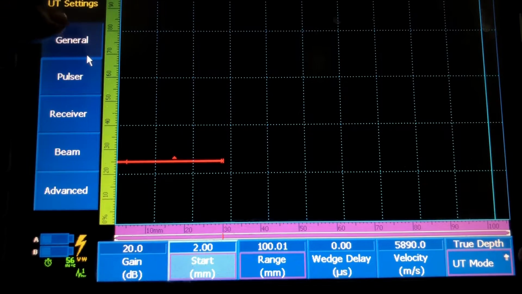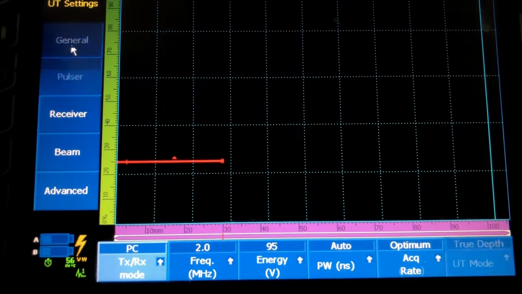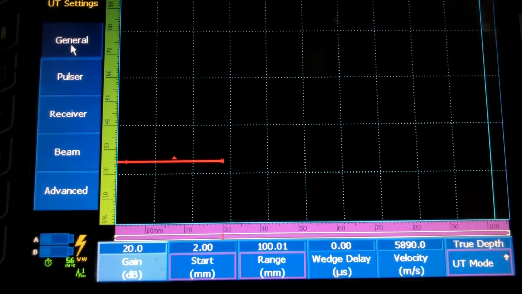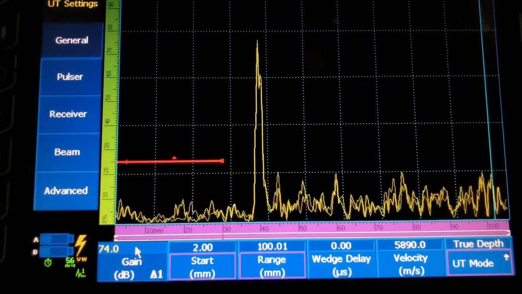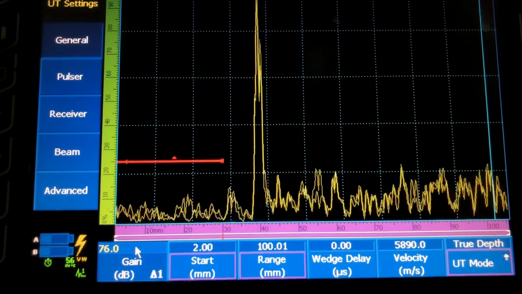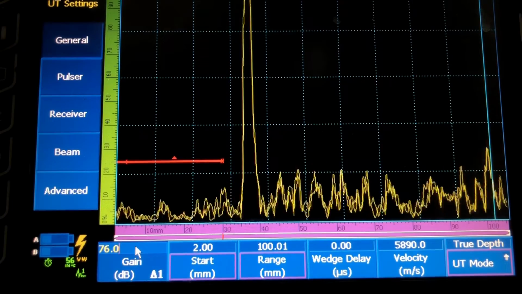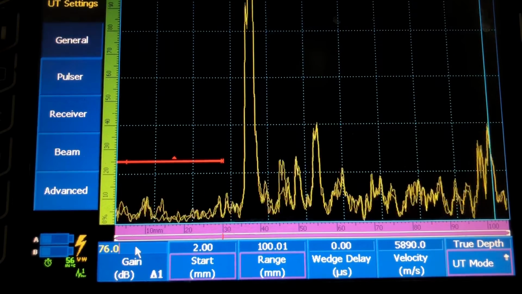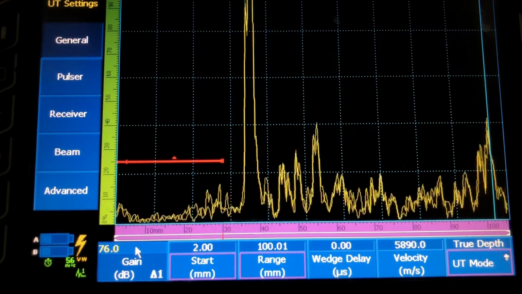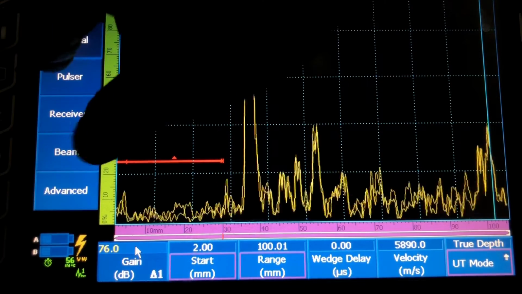The pulsar and receiver settings have to be modified after seeing the signal. Let's see how noisy the signal is. Let's keep the probe on the notch and wait for the signal. Actually, I have kept it on the notch, and because of the low dB, the signal is not visible. So let's increase the dB. Almost 76 dB gain is needed to get the signal, and the signal is very noisy.